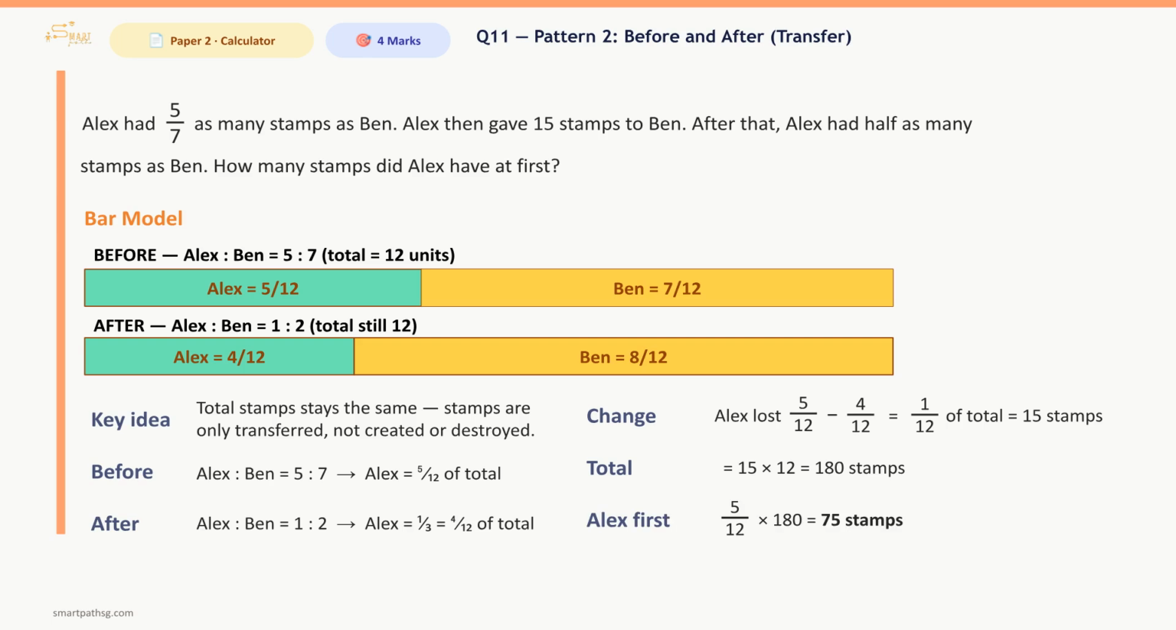The final step. The question asks how many stamps Alex had at first. We take his initial fraction, 5/12, and multiply it by the total we just found, 180. And we get 75 stamps, as what Alex had at first.